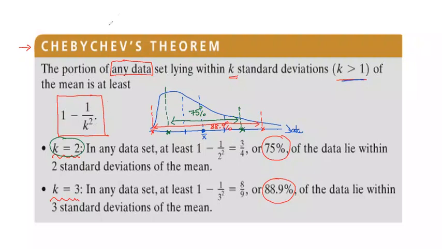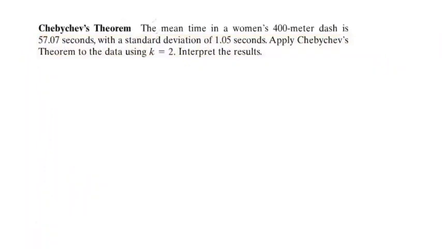So let's just take a look at an example, and this will be the last thing we have in this video. Chebyshev theorem. It says the mean time in a women's 400-meter dash is 57.07 seconds with a standard deviation of 1.05. Apply Chebyshev's theorem to the data using K equals 2 and interpret the results. So this is what we're gonna do. First of all, we wanna make sure we know that given information is that the mean is 57.07 seconds and the standard deviation is 1.05 seconds.